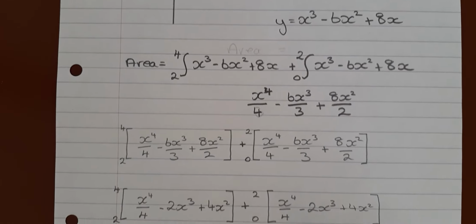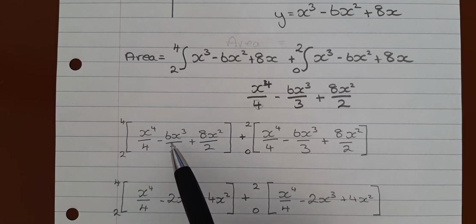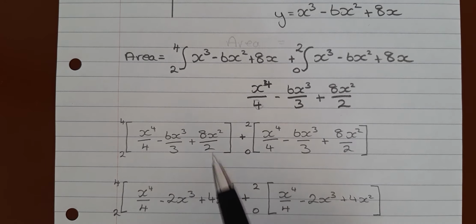These can be simplified. So our 6x cubed over 3 is 2x cubed, and our 8x squared over 2 is 4x squared. This will just make it easier in the long run for calculations.